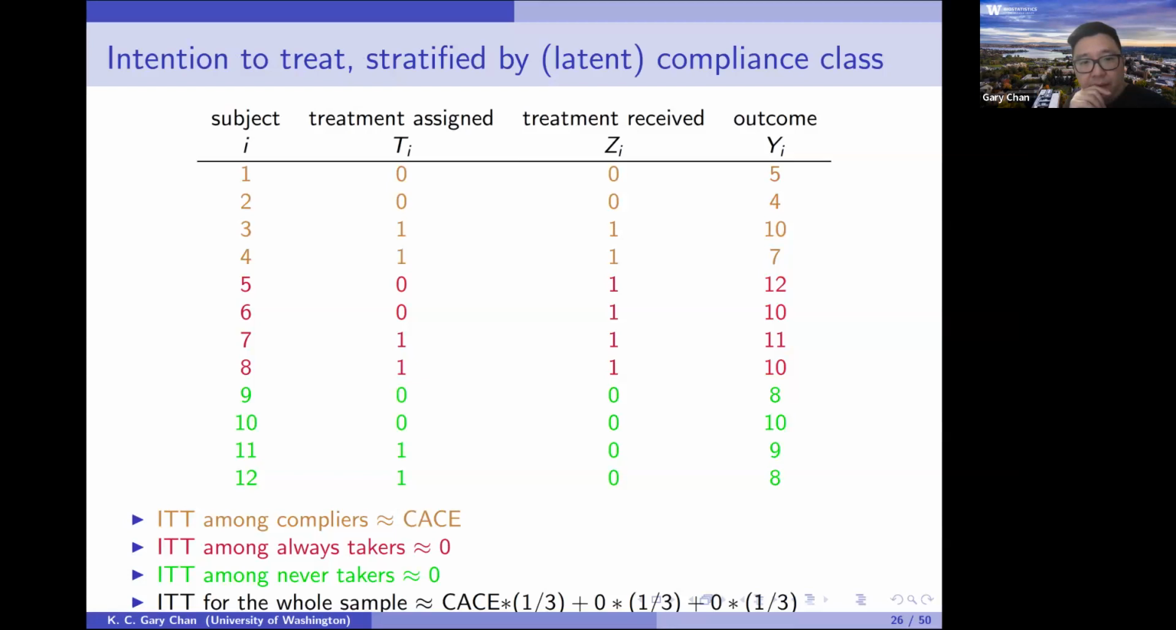Okay. So we say that intention to treat is comparable because you are comparing on the assignment. But how is intention to treat related to the complier average treatment effect? Again, this is hypothetical. If we know the stratum membership, then we can look at intention to treat among compliers, among always takers, and among never takers, and then average that. In general you have to take a weighted average, but because these three groups have the same number of people, we can just take the average.